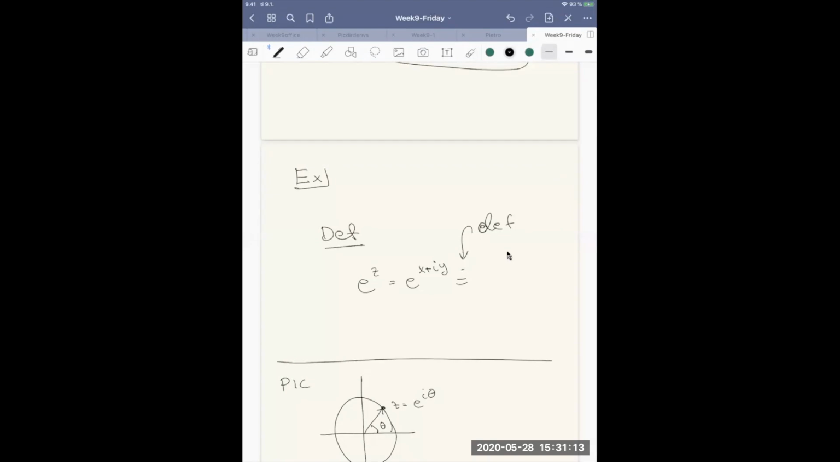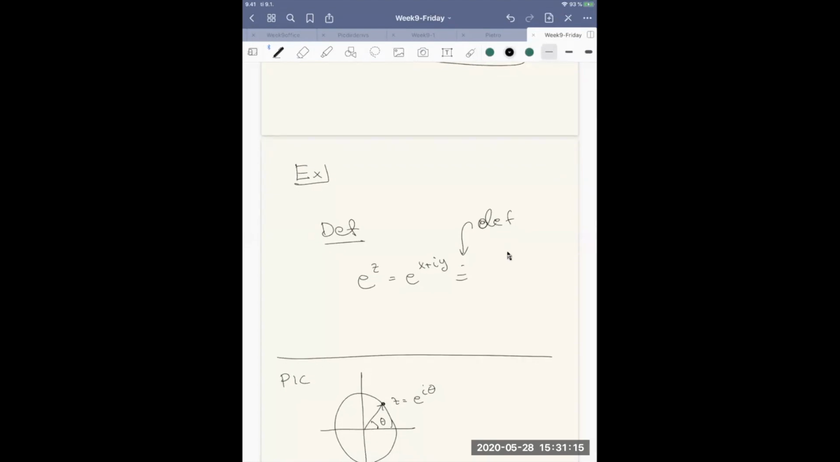Okay, so how do we define this? Well, e to the z, we can split z into its real part and imaginary part. We can express it in two parts: e to the x, times cosine of y plus i sine y.